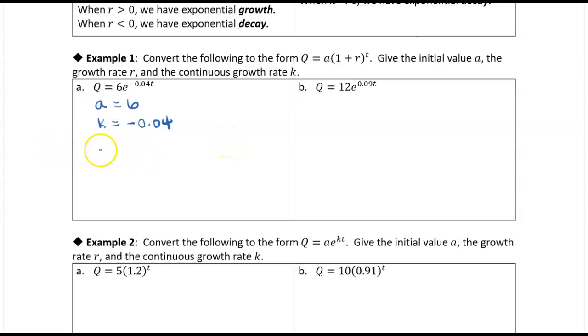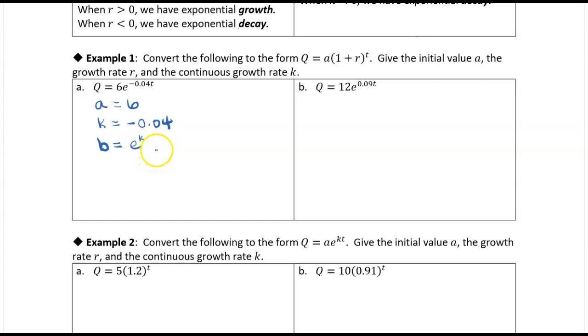But in order to get the growth rate r, we have to convert this to the other form. So what we're going to do, well, we know, actually we could say that b is equal to e to the k, right?